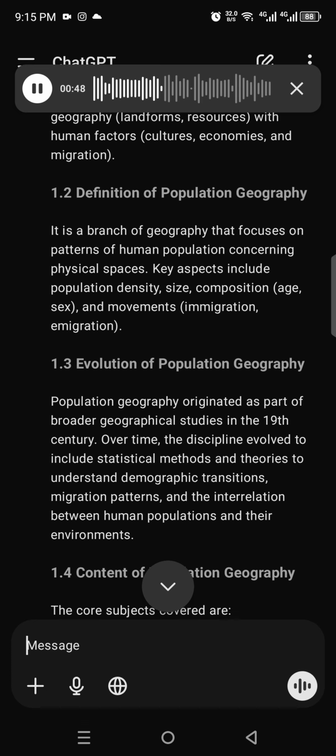1.3 Evolution of population geography. Population geography originated as part of broader geographical studies in the 19th century. Over time, the discipline evolved to include statistical methods and theories to understand demographic transitions, migration patterns, and the interrelation between human populations and their environments.